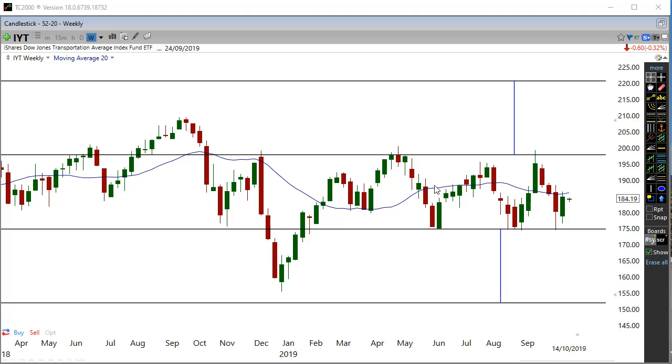Now remember guys, when trading the markets, it's not like one day. This could happen over a few weeks. This could take a month for that to happen. Okay.